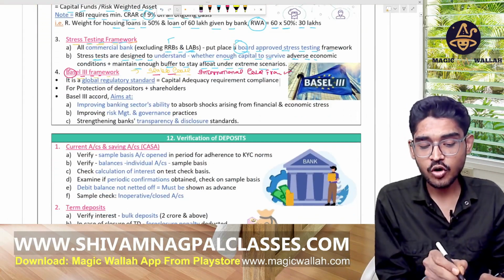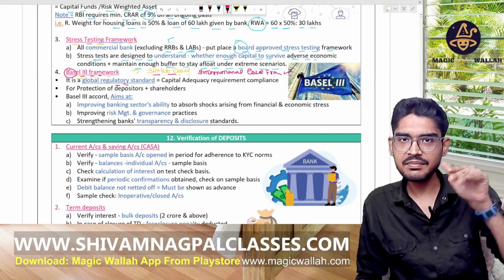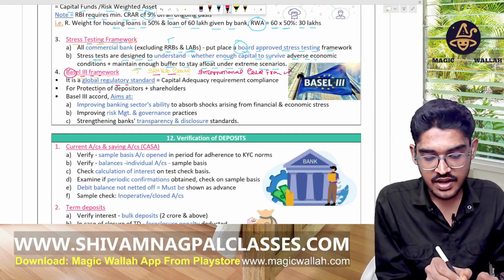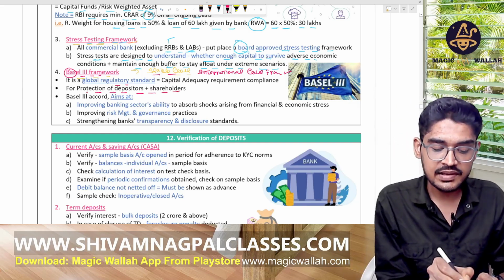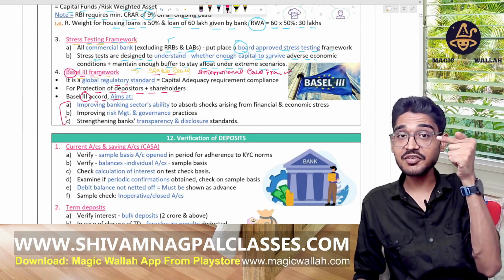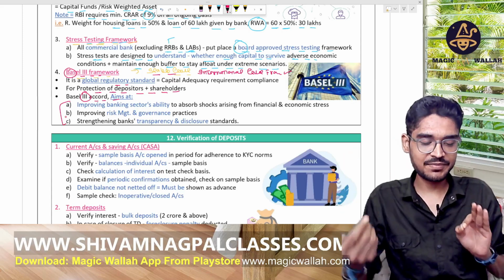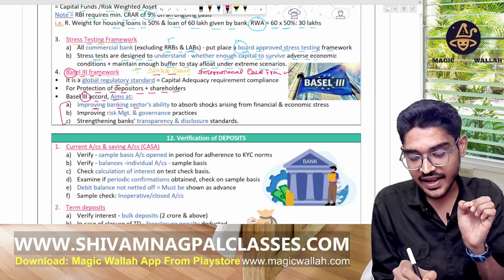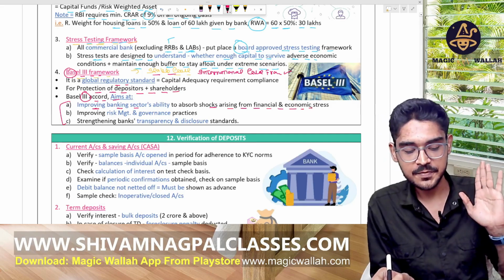Okay, so it is a global regulatory standard. Capital adequacy requirement compliance, same, maintain a certain level of capital for protection of the depositor and the shareholder. The reason behind this is protection of depositors and the shareholders. So the Basel III report aimed at, okay, it has three pillars. The first pillar says we have to maintain a certain level of capital, improving the banking sector's ability to absorb the shocks arising from the financial and the economic stress by maintaining the certain level of capital.